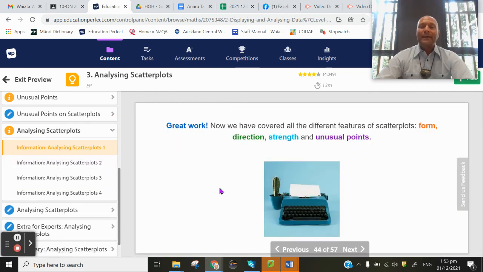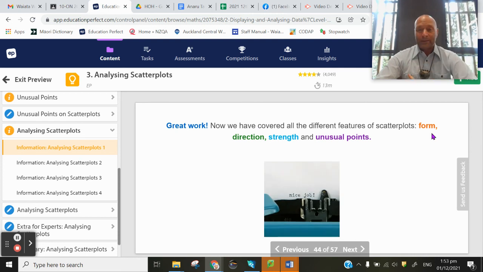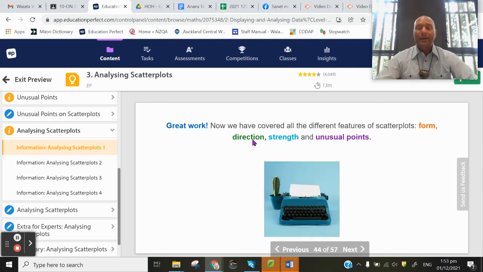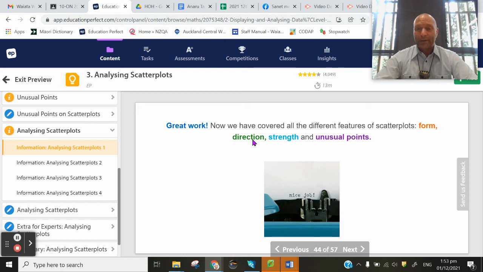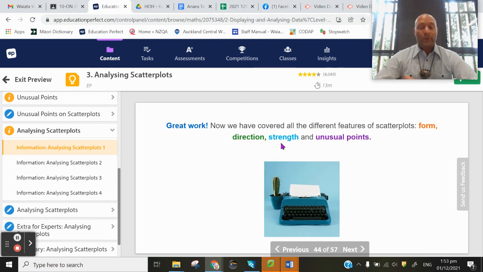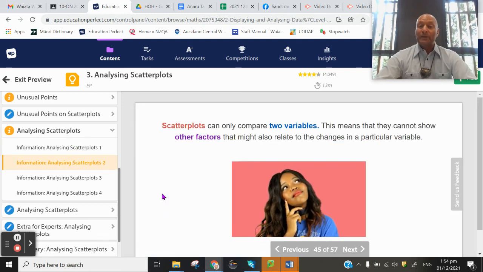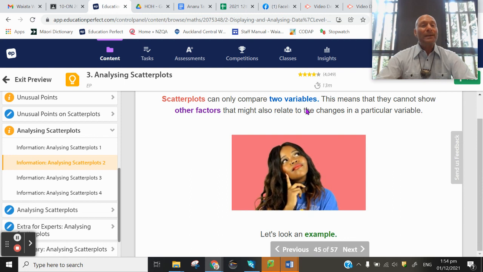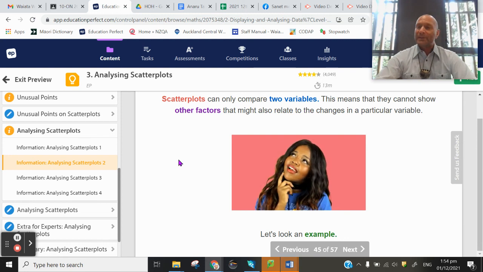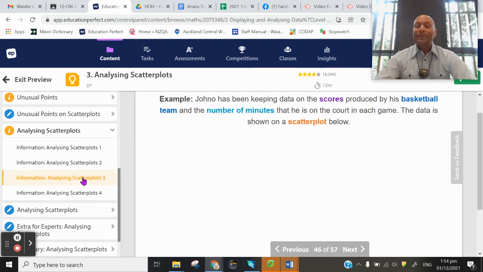So when we're analyzing our scatter plots, you want to talk about the form, linear or non-linear; the direction, positive going up to the right, negative going down to the right; strength, strong, moderate, or weak; and unusual points. And if there are no unusual points, you will say there are none. Scatter plots only compare two variables. They cannot show any more than that.